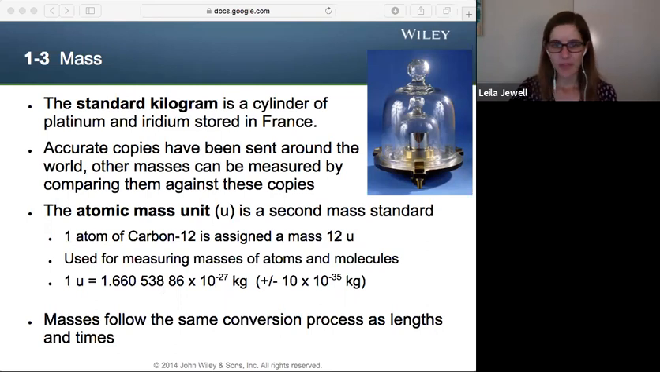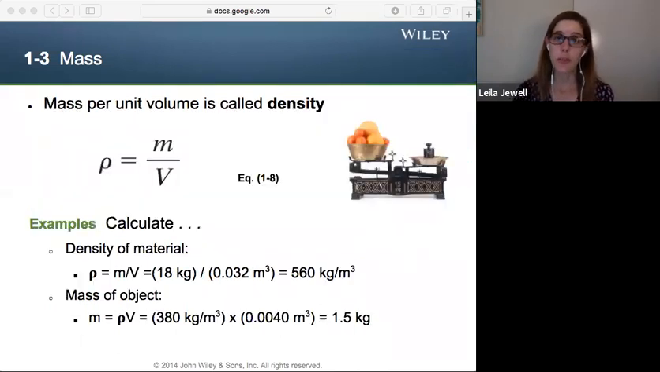All right, now when we talk about mass, another quantity that we'll often care about is something known as mass density, or it's often referred to as just density. It's the mass per unit volume.